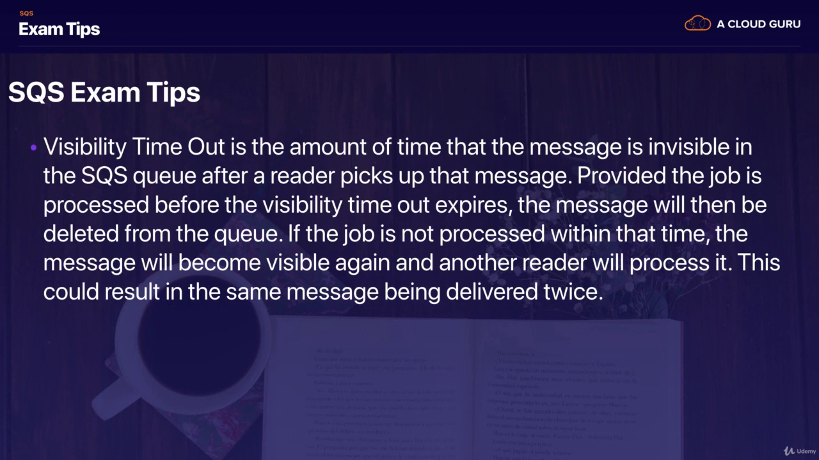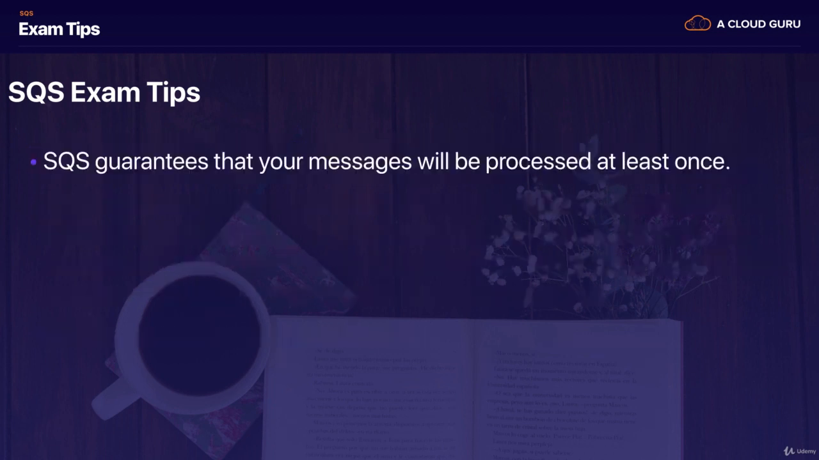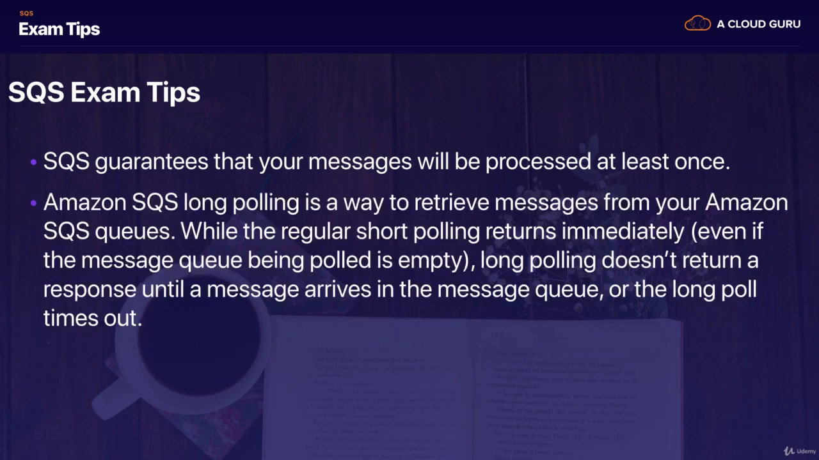Now, provided the job is processed before the visibility timeout expires, the message will then be deleted from the queue. And if the job doesn't process within that time frame, the message will become visible again and another reader will process it. And this could result in the same message being delivered twice. And the visibility timeout maximum is 12 hours. So your EC2 instance has 12 hours in which to process SQS messages. Also remember going into your exam that SQS guarantees that your messages will be processed at least once.